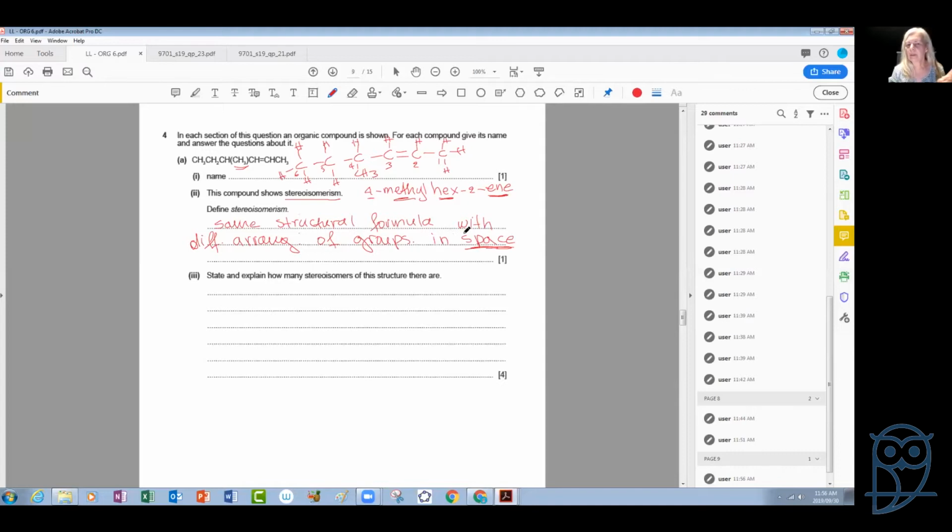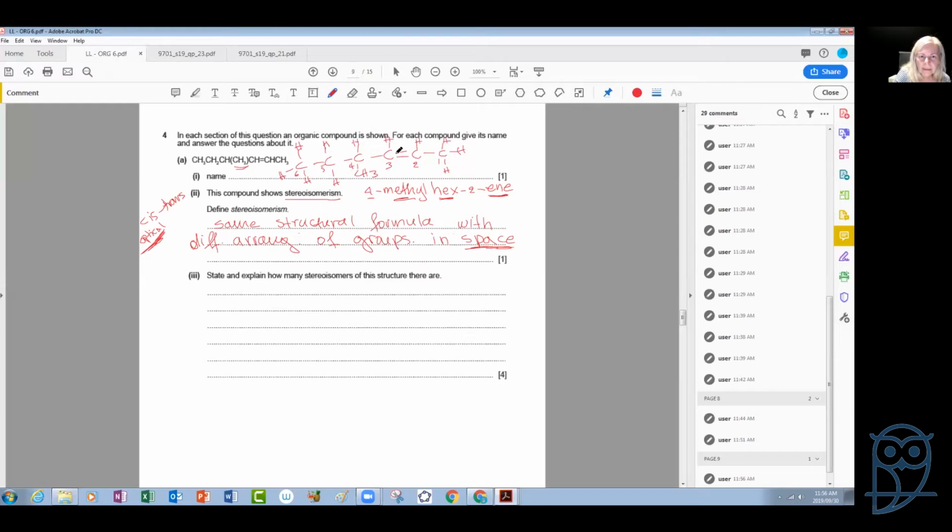Okay, and remember that there are two types of stereoisomerism: cis-trans, or it can also be optical isomerism. Cis-trans and optical. These are the two types of stereoisomerism. When you see optical isomerism, it's usually when we have a chiral carbon. I hope you remember what a chiral carbon is. And so let us see now here.